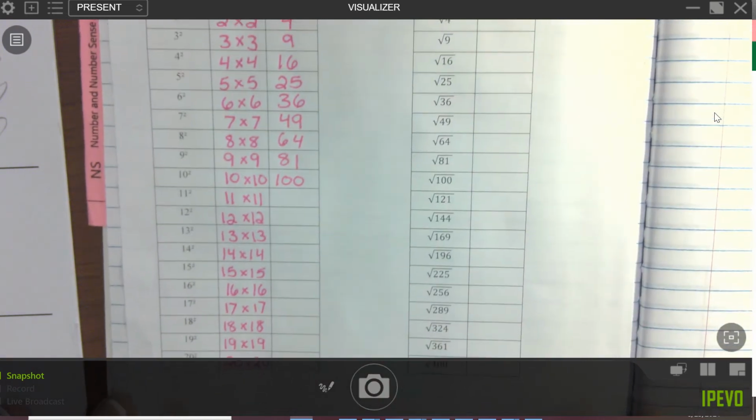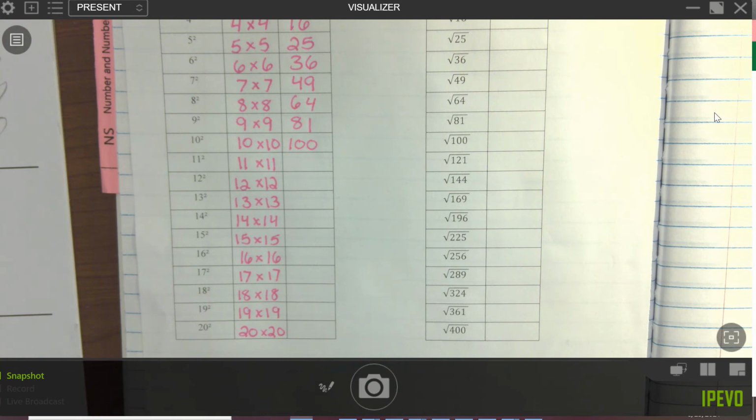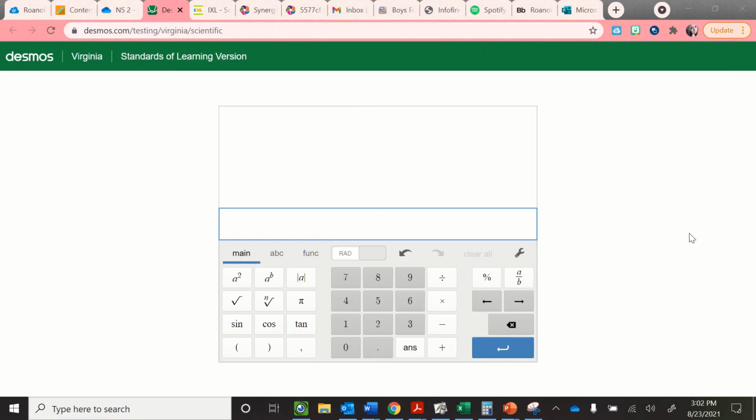Now at this point, once you get past 10, you might want to use Desmos for some of this. So once you have Desmos pulled up, you can type this in a couple of ways. My next problem here is 11 times 11. If I know that 11 squared means 11 times 11, I can type in 11 times 11 in Desmos, which would give me 121. I can also use the exponent key.